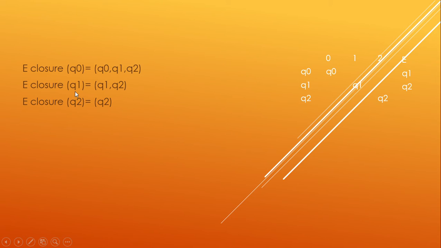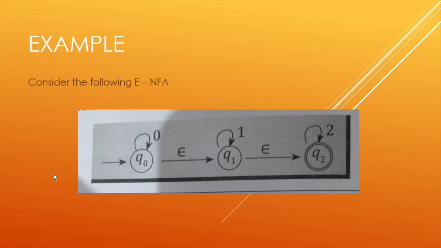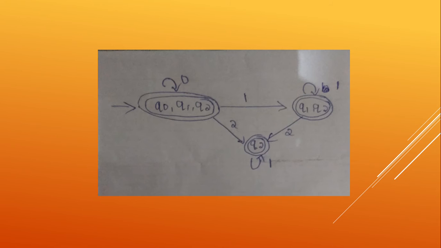If Q1 is in the epsilon closure and there is an edge labeled epsilon from Q1 to Q2, then Q2 is added to the epsilon closure, because for the epsilon transition there is a transition from Q1 to Q2. If Q2 is not already there, this is repeated until no more states can be added to the epsilon closure. So after the epsilon closure, this will be the diagram.